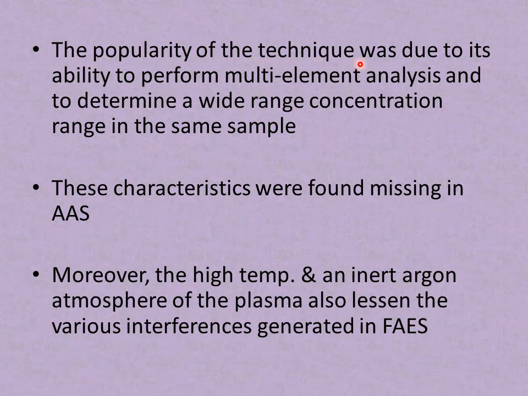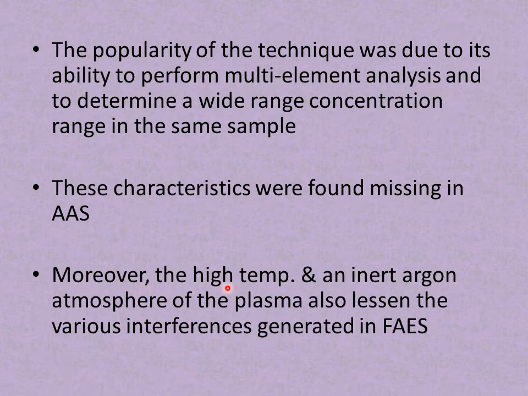The popularity of the technique was due to its ability to perform multi-elemental analysis. By using this technique, we can analyze a large number of elements in the sample simultaneously, and these elements can be determined over a wide range of concentration. So, due to these reasons, the technique became very popular. These characteristics were missing in atomic absorption spectroscopy, because there we can't perform multi-elemental analysis simultaneously. For each element we have to replace the source of radiation, which may take a lot of time. It is a time-consuming technique, so that's why ICP became very popular.